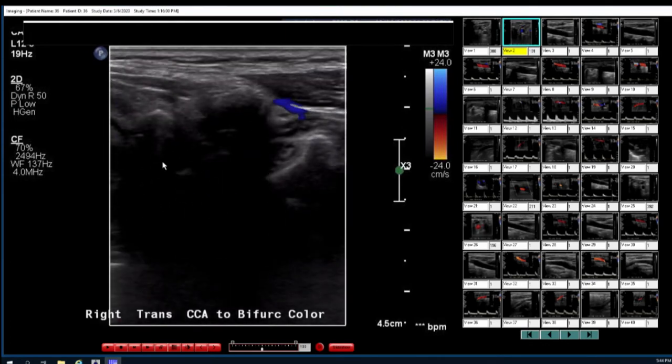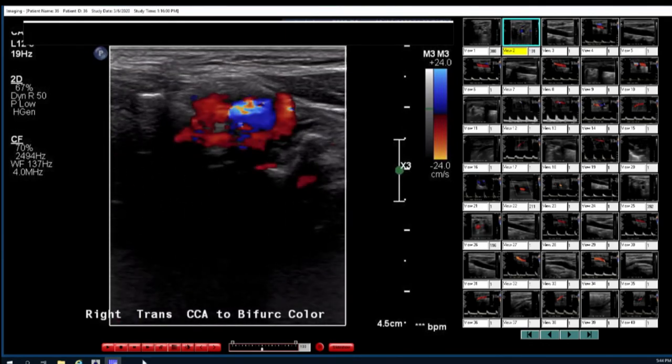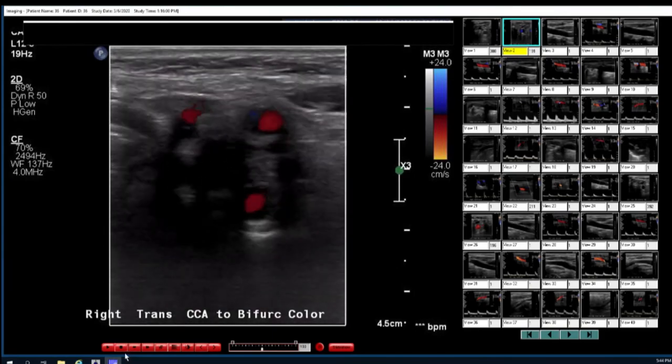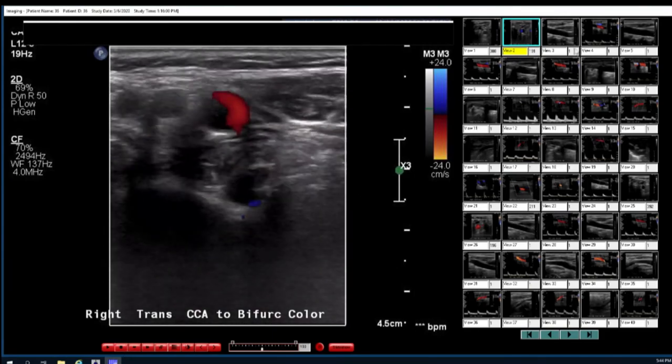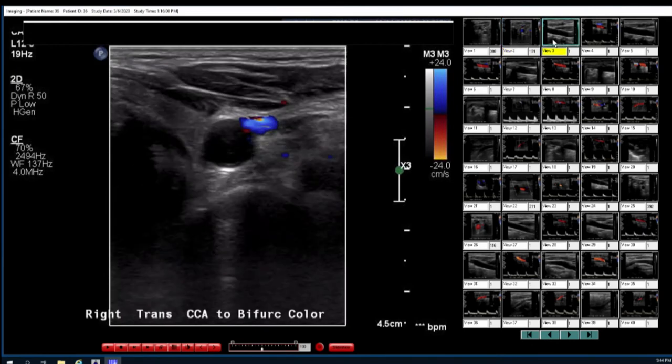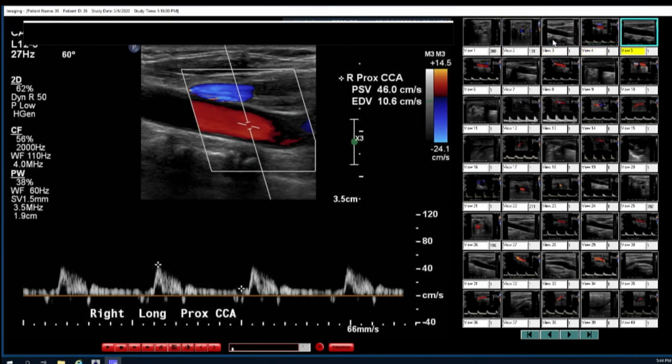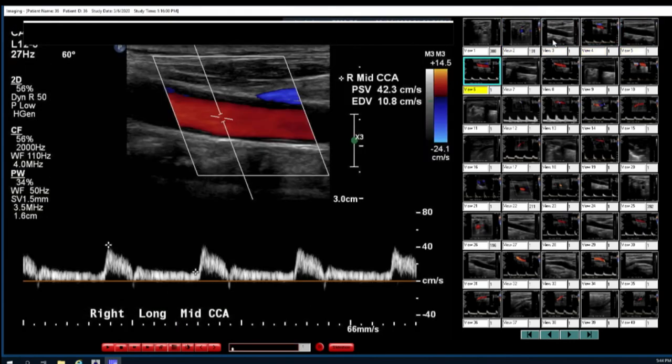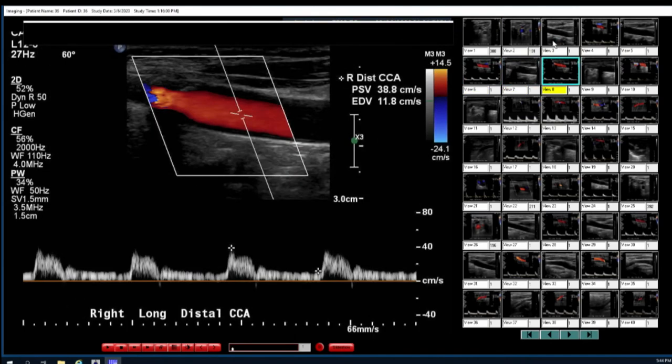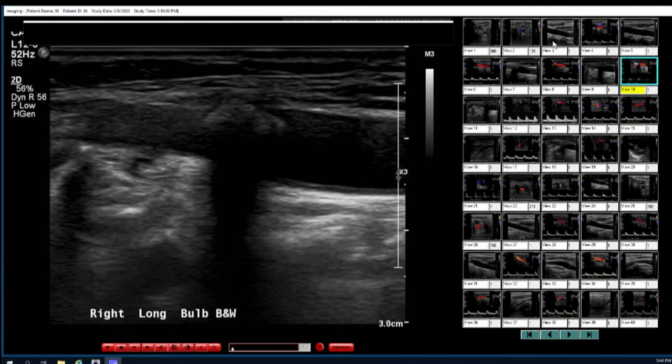Common. So we're going cranially at this point. There's the bifurcation. And that aliasing shows you that's your stenosis. On the cross section, that aliasing is because the velocities are off the chart. Exactly, and it shows you on the cross section how much smaller the lumen is. Go and show us that stenosis.